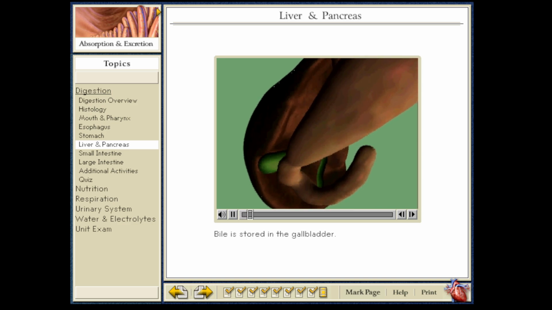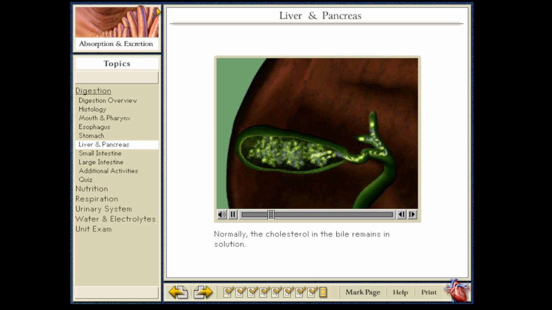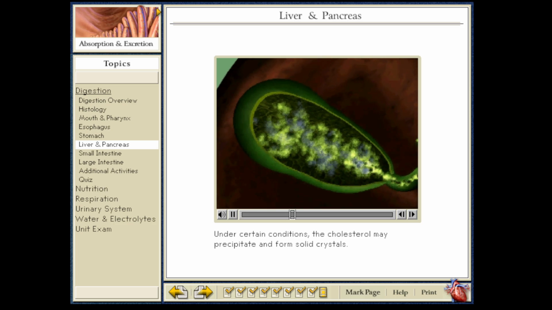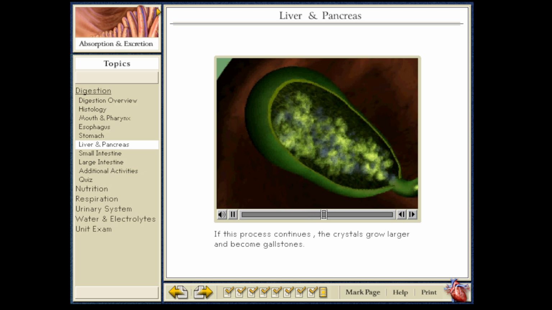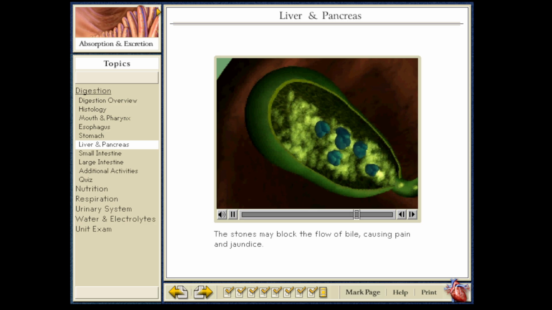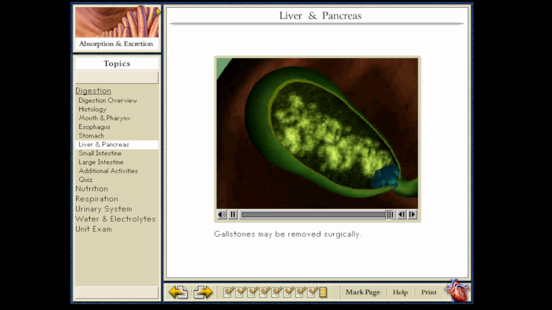Bile is stored in the gallbladder. Normally, the cholesterol in the bile remains in solution. Under certain conditions, the cholesterol may precipitate and form solid crystals. If this process continues, the crystals grow larger and become gallstones. The stones may block the flow of bile, causing pain and jaundice. Gallstones may be removed surgically.